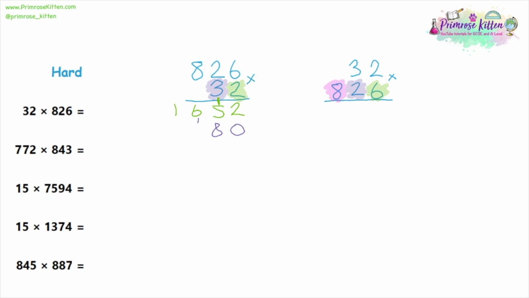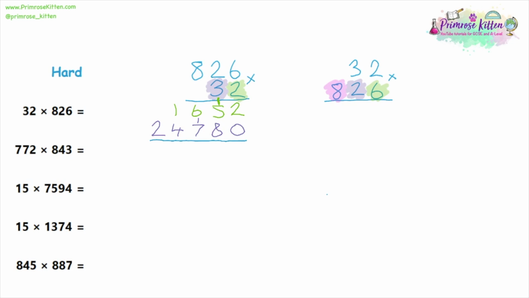Then I'll do 3 times 2, which is 6, plus 1 I carried, and then 3 times 8, which is 24, carrying the 2 over into the next column. Then, same as the medium questions, we're going to add up our two answers.